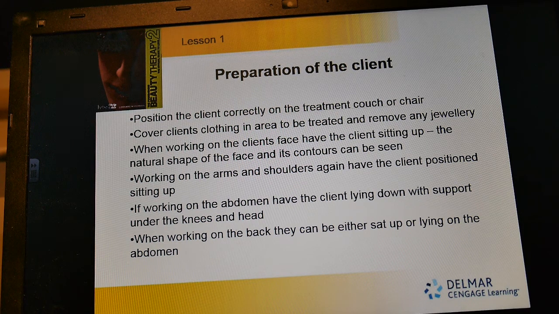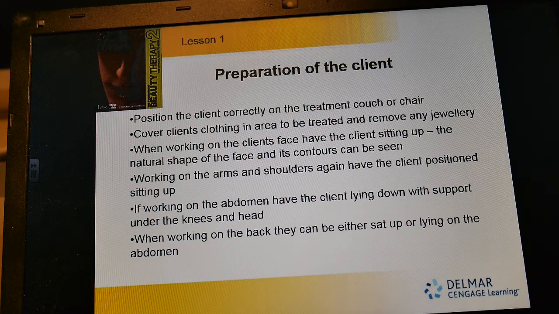Then we need to make sure that the client is positioned really comfortably, either on a chair or couch. That will determine what area they're being worked on, which I'll talk about in a moment. So what you want to do is cover the client's clothing in any area to be treated, so the surrounding area, make sure any clothing has been protected. If you're working on the face, make sure there's a headband on, make sure there's a gown covering the client's clothing, and also remove any jewellery if necessary.